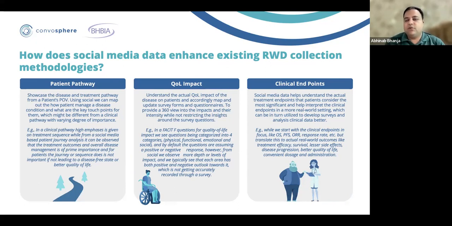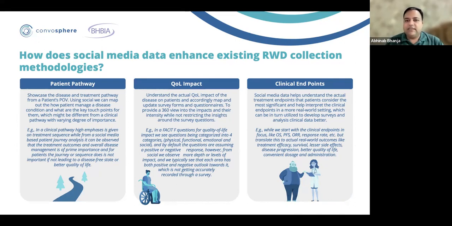Another classic example is quality of life impact. Social is a very good tool to understand the quality of life impact that patients suffer due to the condition, right? There are other means of doing it, like surveys, forms and questionnaires, but social can augment that data and give a more 360-degree view. I want to explain this with an example. We have facets of questionnaires for measuring quality of life impact.